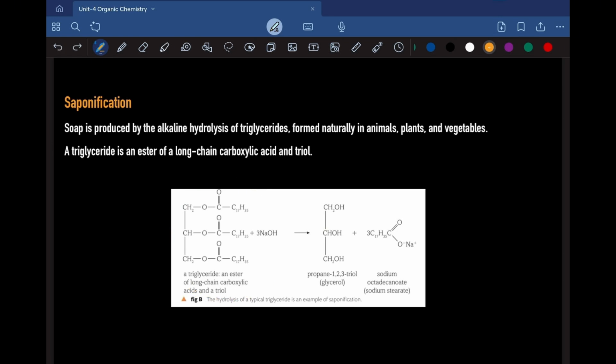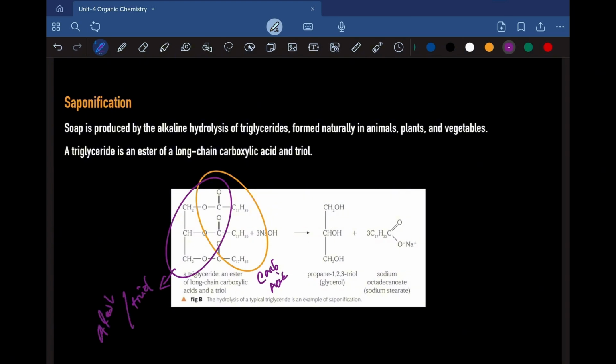So let's look at this part right now. This smaller part right here is the alcohol, and this smaller part is actually the triol part. This one is the carboxylic acid and this one is the triol or alcohol actually. Basically you don't need to understand which part is which, you just need to understand that a triglyceride is an ester of a long chain carboxylic acid and a triol.